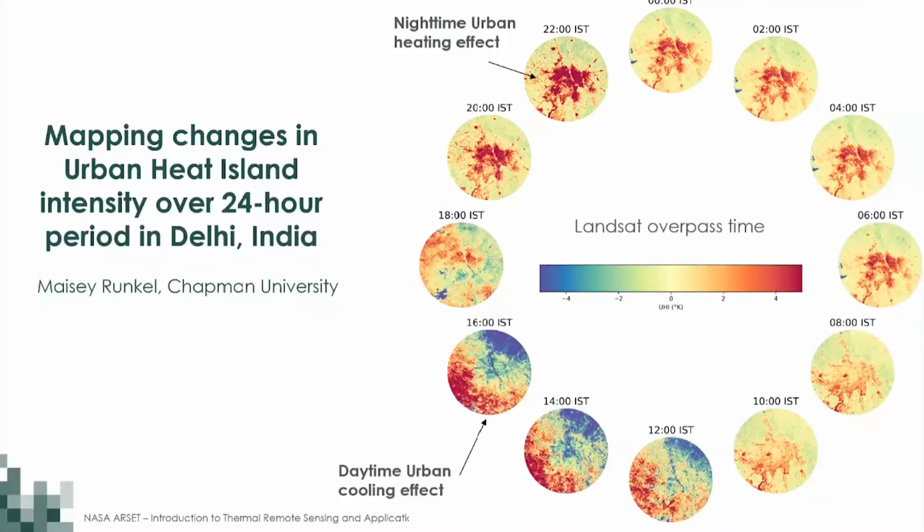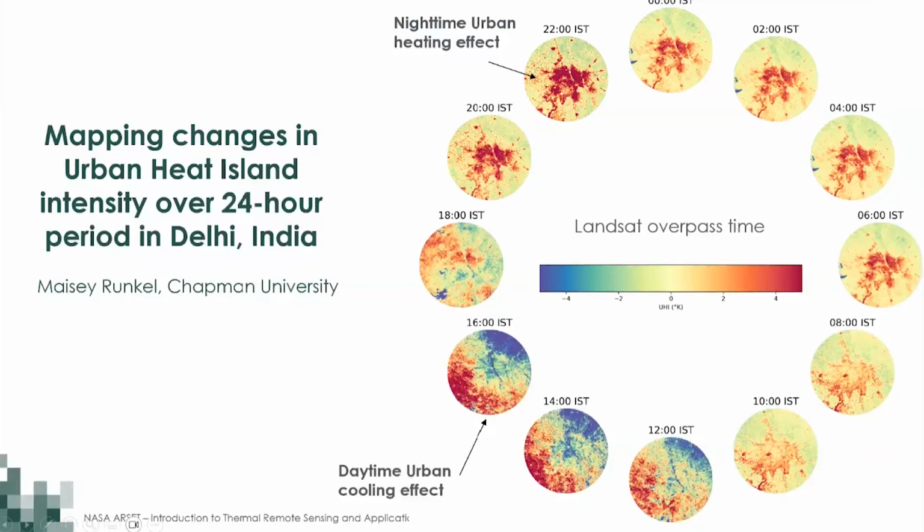This is another fantastic example from Macy Runkle at Chapman University, who was with us last year, looking at how urban heat island intensity changes over a full 24-hour period in Delhi, India, in this case. So each circle here represents the UHI, which is the difference in the rural and urban temperature every 2 hours throughout a typical summer cycle in Delhi.